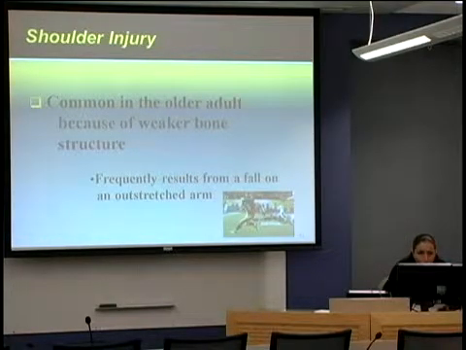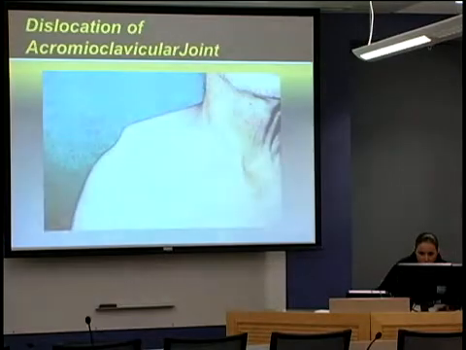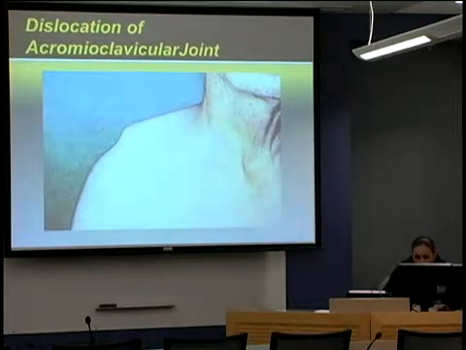Now I would like to go over some injuries. First is the shoulder one. Shoulder injuries are common in older adults because of the weaker bone structures, but they can frequently result from a fall on an outstretched arm. This is an example of dislocation of the acromioclavicular joint.